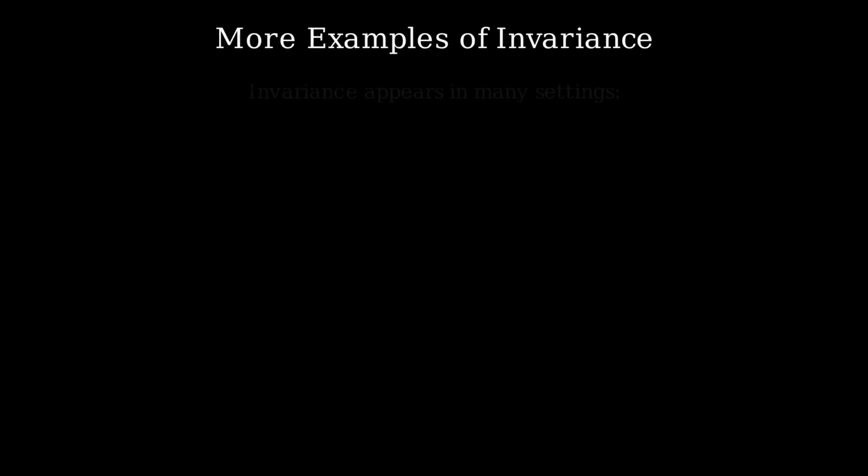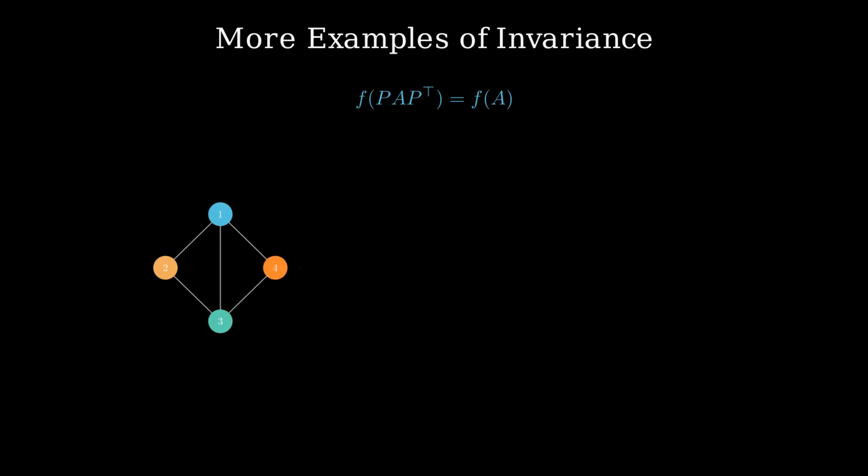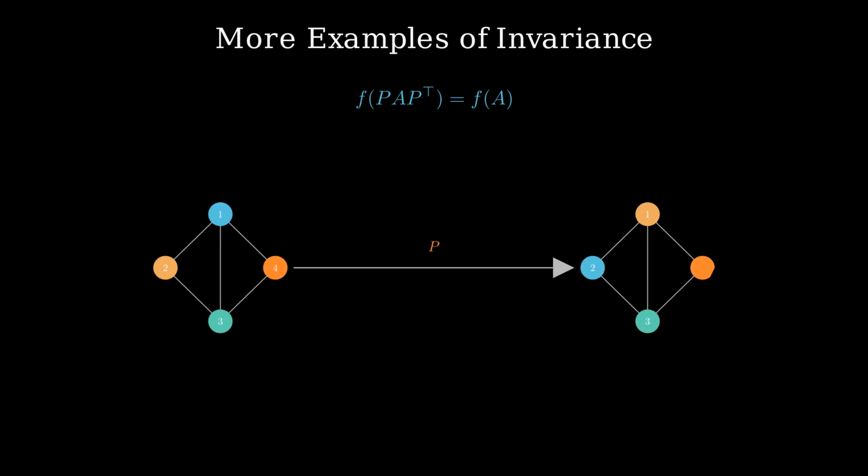Invariance shows up across machine learning in surprising places. Let us look at two concrete examples, one from graph neural networks, and one from the internal structure of neural networks themselves. In graph learning, nodes have no canonical ordering. Permuting the rows and columns of the adjacency matrix A by a permutation matrix P simply relabels the nodes. The underlying graph structure is unchanged. Our model must therefore satisfy f of P A P transpose equals f of A for any permutation P. Two adjacency matrices related by such a permutation represent the same graph and must produce the same output.